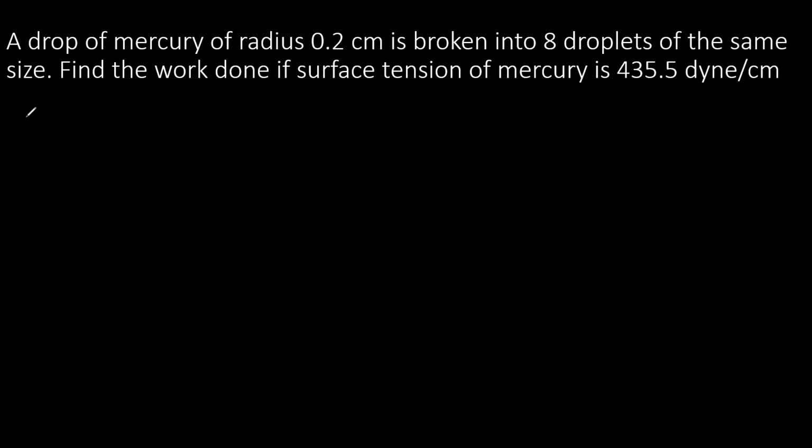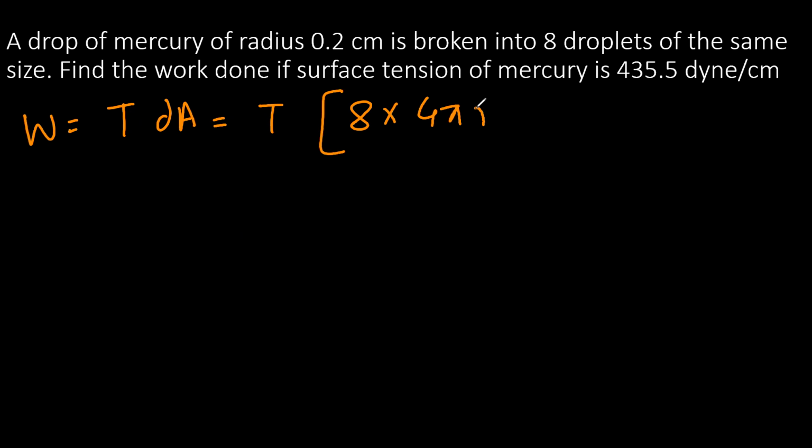So let's start with the answer. Work is equal to T into dA. And what is the area of the drop as a sphere? Let's take the first droplet. So 8 droplets total area, and what is the area of all of them? 4 pi small r square, minus the single one, so 1 into 4 pi capital R square. What is the difference between the two? That we need to write. Change in the area. Okay.